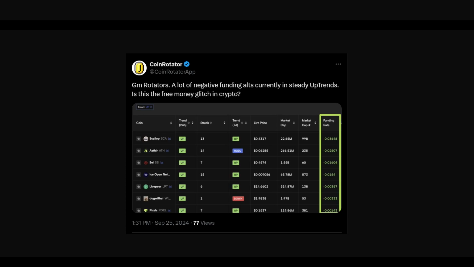Another thing I will pay attention to is if I'm in a position and it's been a while. You see this Scallop trade on Sui, which is a DeFi protocol on Sui. It's been 13 days. It's getting a bit stale, but funding is still negative. So for me, that's a really good sign that there's still some room left for this coin. But if I start to see funding going positive after 13 days, I will probably start taking profits on that trade, because that means there's more people buying it than selling.